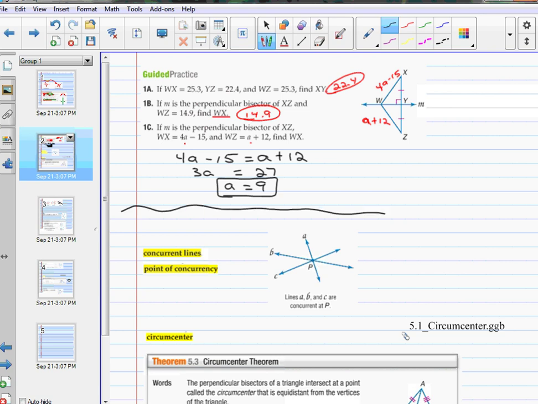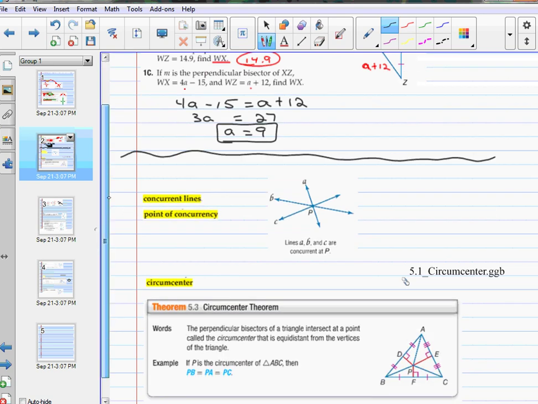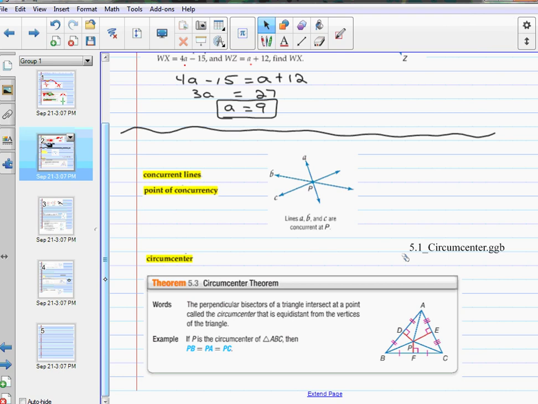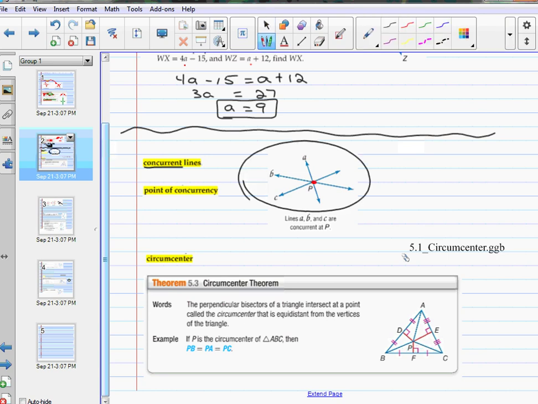Next concept. Perpendicular bisector was the first concept. Next concept, concurrent lines. Concurrent lines are lines that all intersect in the same point. So you can have 3 or 4 or 5 or 6 or 7 concurrent lines. They all intersect in the same point. And that point they intersect is called the point of concurrency. Concurrent lines all intersect at the same place.